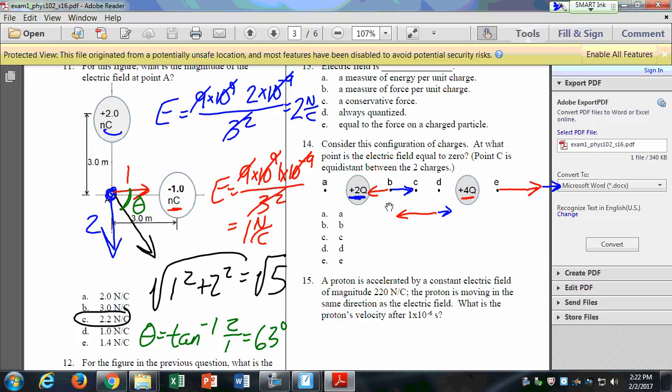Okay? If they're both, let's say a positive 2q charge, would C be where? That's a good question. Yes. So if they were both plus 2q, C would be the answer. All right?